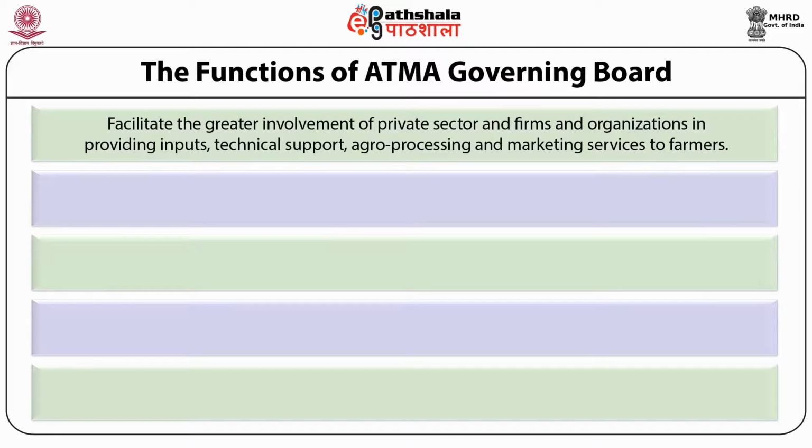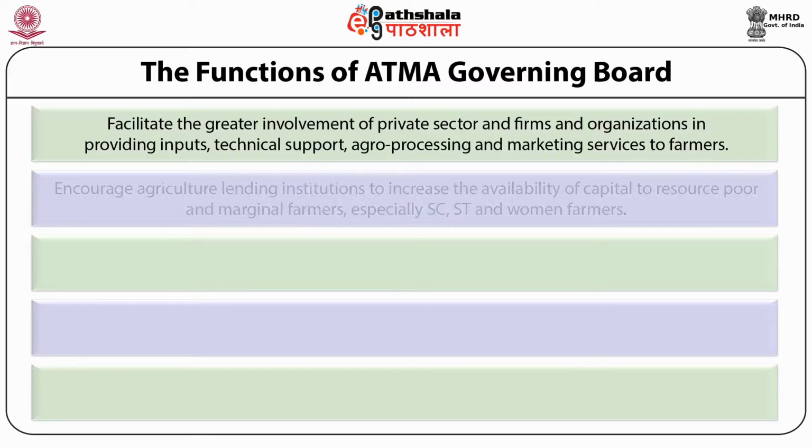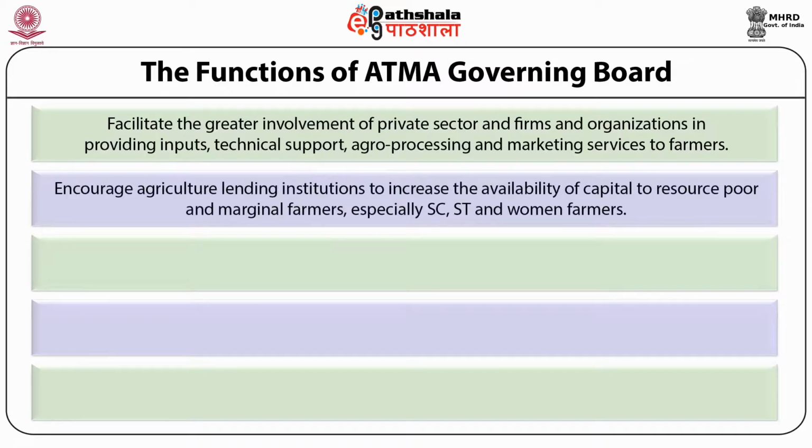The sixth function of ATMA is to encourage agriculture lending institutions to increase the availability of capital resources to poor and marginal farmers, especially scheduled caste and scheduled tribes and women farmers.